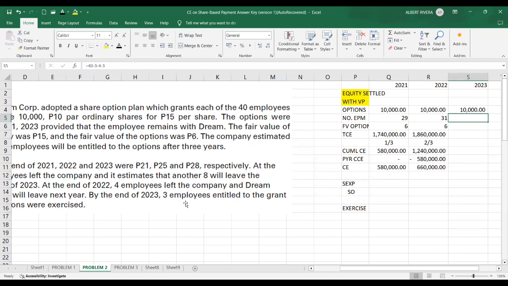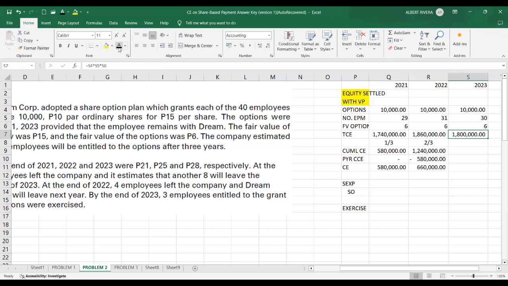So that should be 40 minus 3 minus 4 minus 3, and the number of employees entitled to the option is only 30. Okay, so the fair value of the option remains the fair value at the date of grant, and the total compensation expense here is 10,000 times 30 times 6, and that would be 1.8 million pesos.